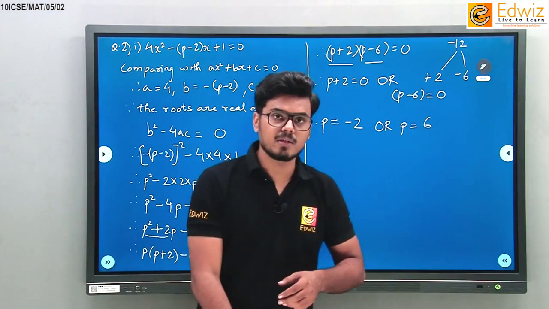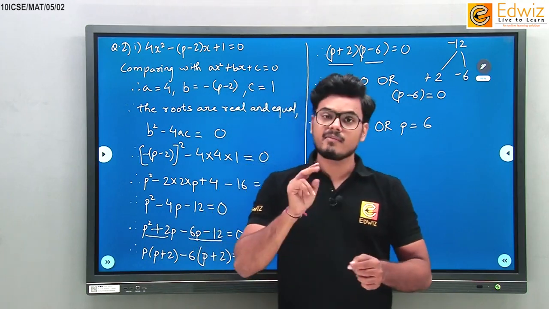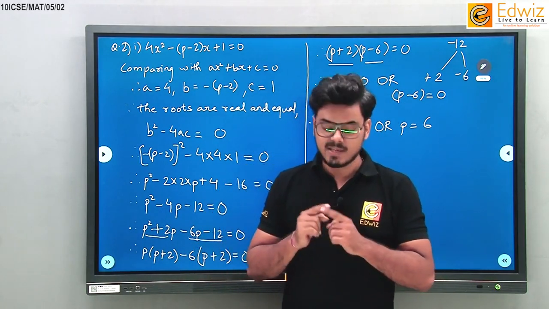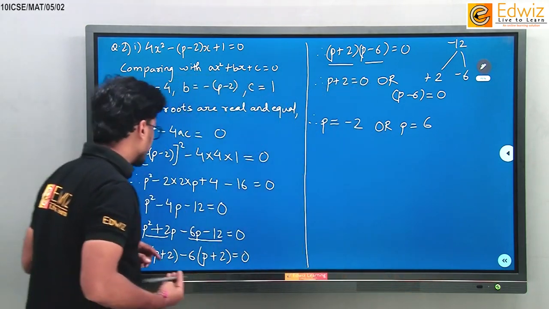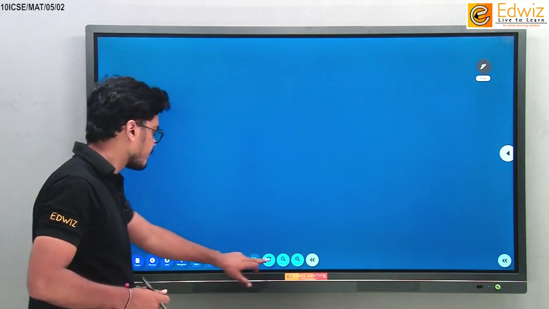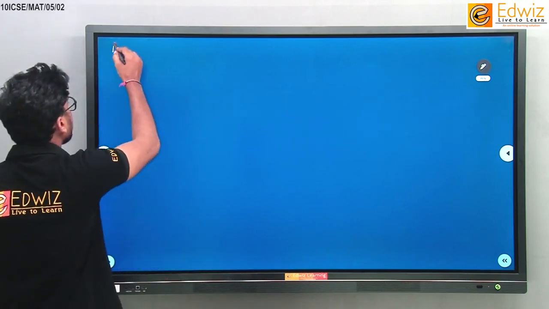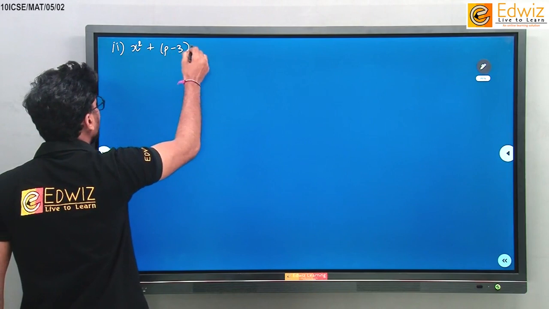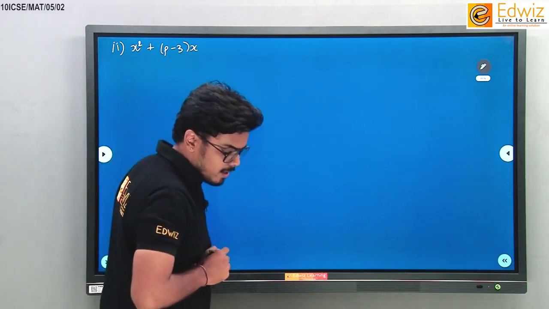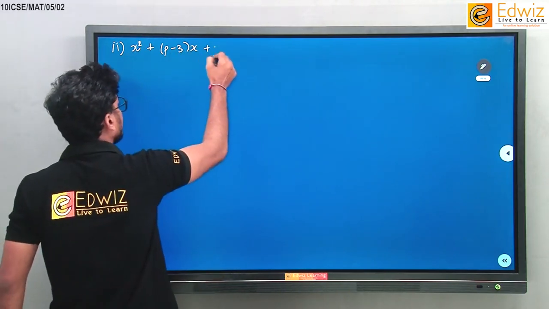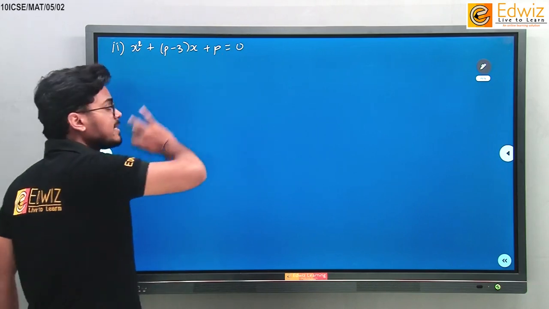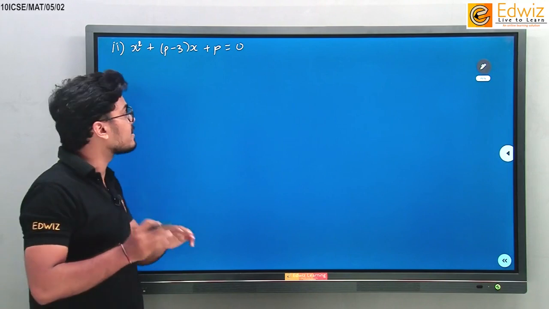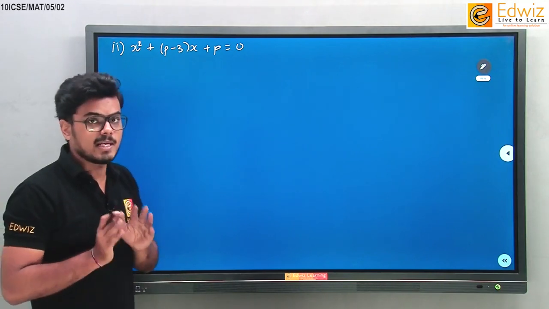Alright students, let's continue. In the similar manner, we have to solve the second sub question also. The second sub question equation is x square plus p minus 3 into x plus p equal to 0. Now even though this is a quadratic equation, we do not have to solve it. We have to solve for the value of p. Okay, so let us do that.